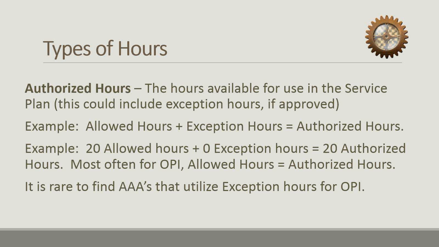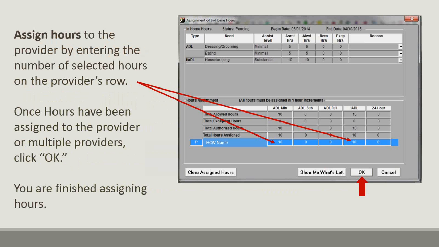I know we're using a lot of labels for these hours, but the allowed hours and authorized hours are one and the same. Okay, so as we look and assign those hours to the home care worker, and here we've assigned 10 ADL and 10 IADL hours, we want to know if we have used all the hours.